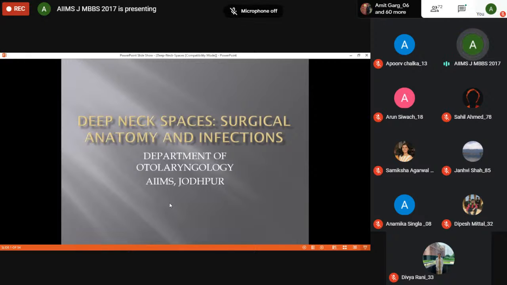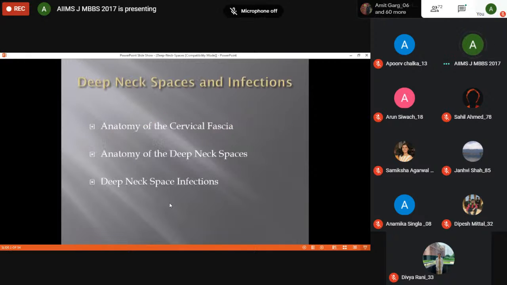So first of all is anatomy. First is fascia. Just simple fascia first, then we will discuss the deep neck space boundaries, and third is deep neck space infection last. Basically, these are not three things, these are actually one and the same thing. First, fascia, you will now come to know how.